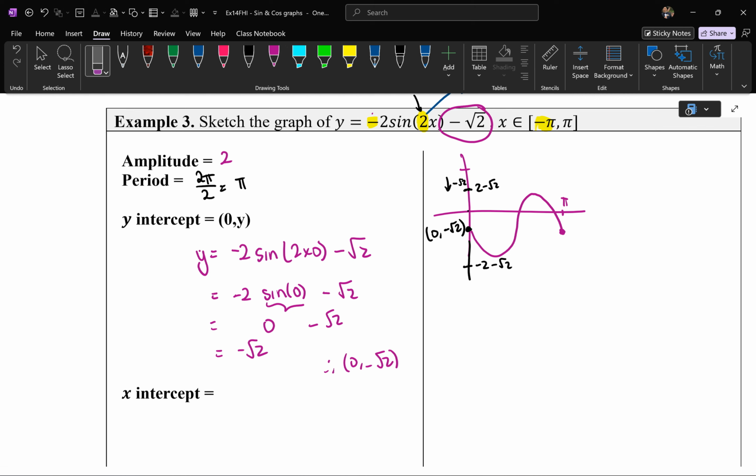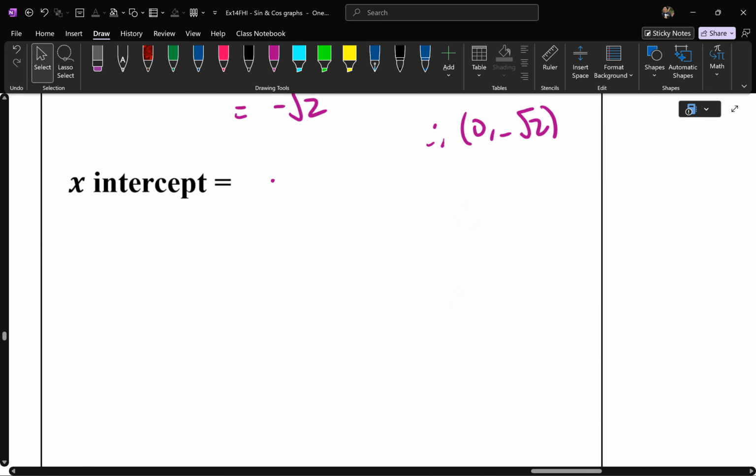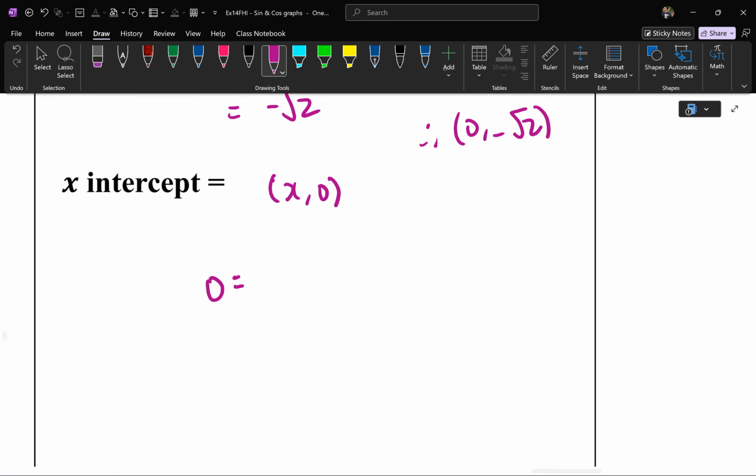Okay? X-intercept is the only part that's tricky of this part here. Okay, this is the only part that you've been training to do. So let's do it. X-intercept. Let y go to 0. Get 0 equals negative 2 sine of 2x minus root 2. Here we go. Let's go back to what the technique was again. What do you get rid of first?